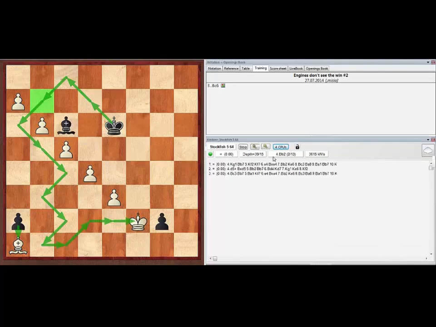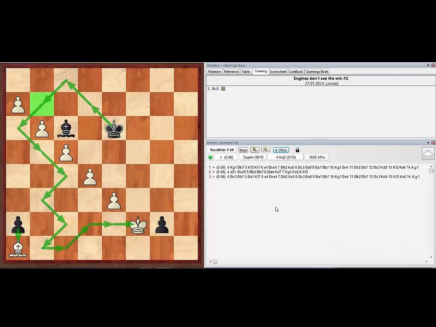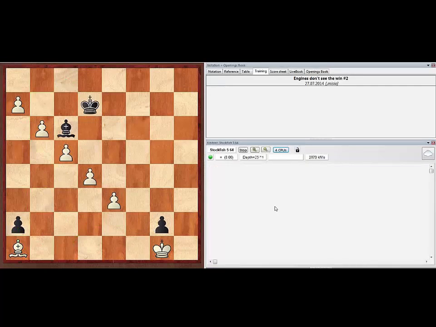Can the engine see it? No, it cannot. I move my king, still 0.00. I move my king, I'm already behind the pawns. Still 0.00. King is coming, everyone sees that black is winning now, but not the computers.